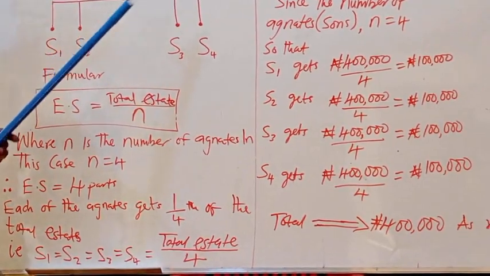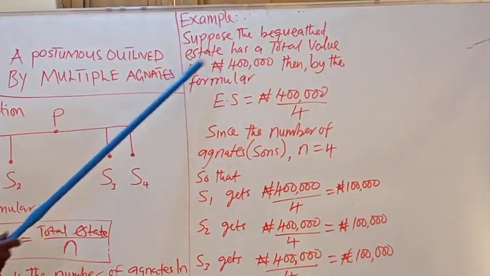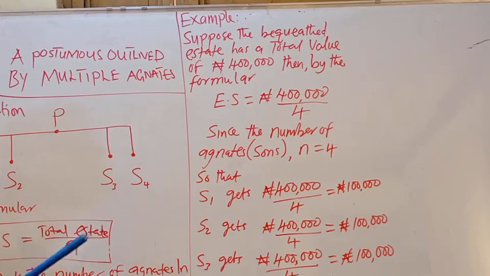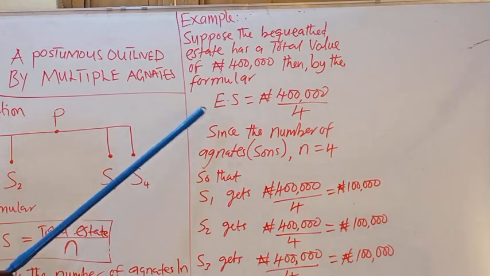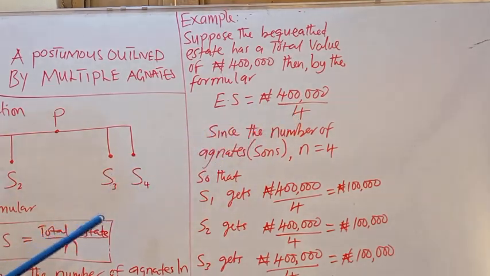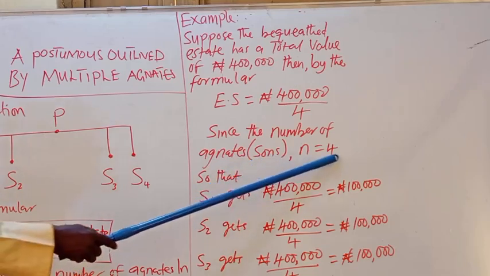We shall illustrate with a numerical example. Suppose the bequeathed estate has a total value of 400,000 naira. Then by our formula, ES, our estate share, is going to be 400,000 divided by 4, since the number of agnates, in this case sons, is equal to 4.